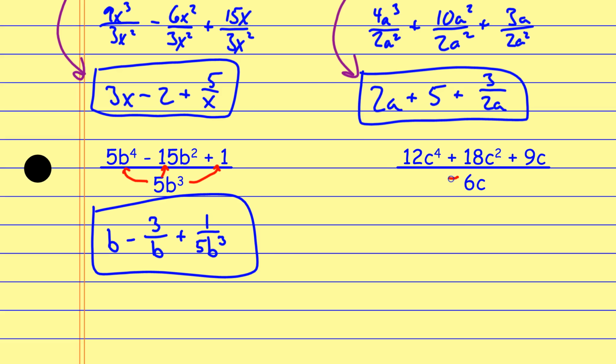Same thing with the next one. I'm going to divide each piece, so I'm doing my distributive property for each of these. So I distribute that division. When I do the 12c to the fourth divided by 6c gives me a 2c cubed. 18c squared divided by 6c gives me a plus 3c. And then the 9c divided by the 6c gives me a 3 halves. And that's it.